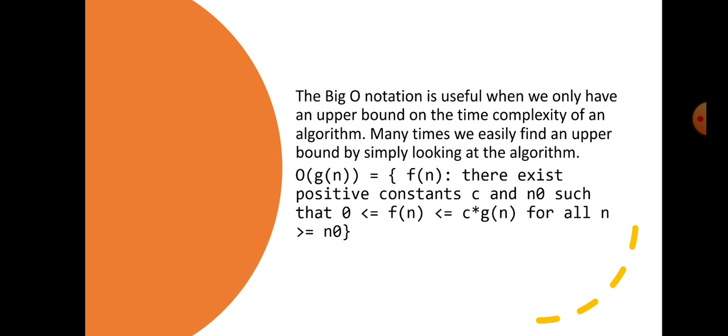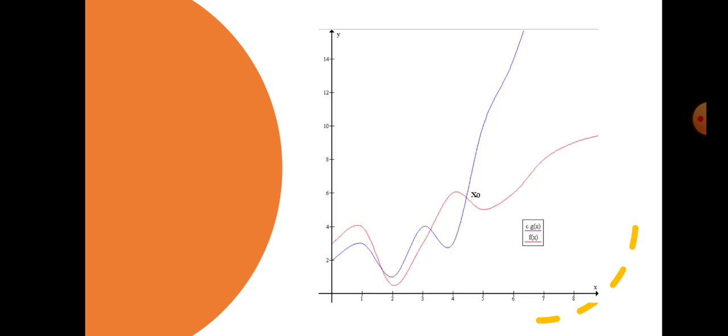Big O of g of n equals f of n, there exist positive constants c and n0 such that 0 is less than or equal to f of n, less than or equal to c star g of n, for all n greater than n0. This is the graph.